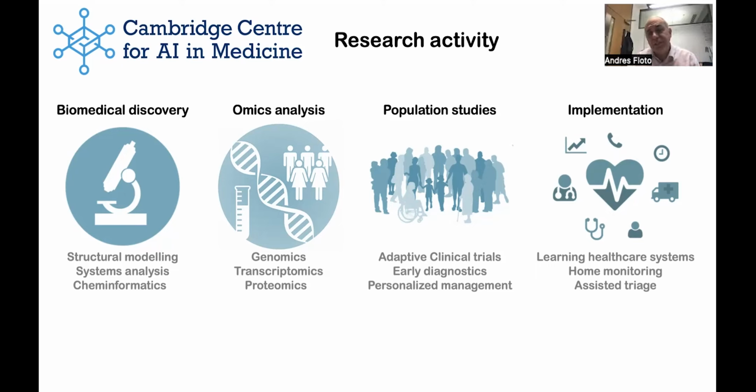provide personalized therapy and prognostication for individual patients, methods to understand factors that could lead to early diagnosis or indeed other important clinical outcomes. And finally, developing methods to improve healthcare delivery, home monitoring, assisted triage, and developing learning healthcare systems. So that's the broad range of activities.